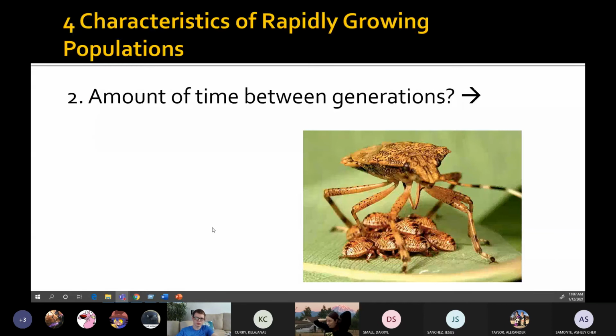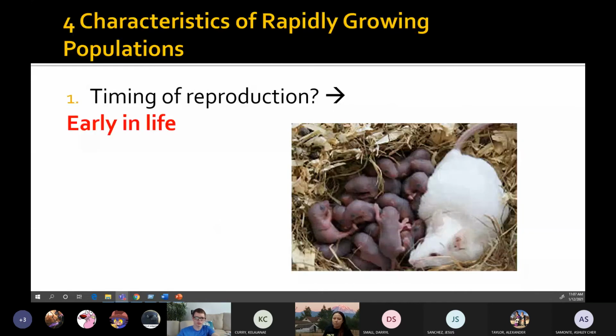Four characteristics of rapidly growing populations. So we kind of talked about the r-selected species and rodents being one of them. Their timing of reproduction is very early in life.